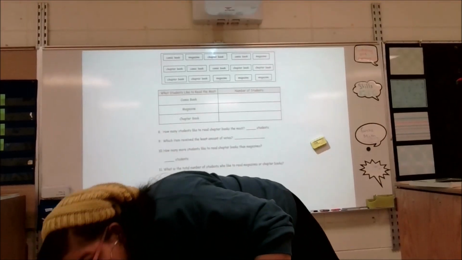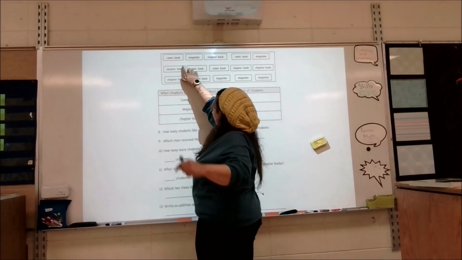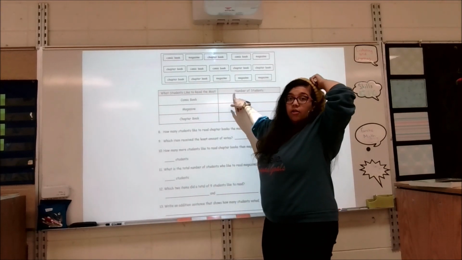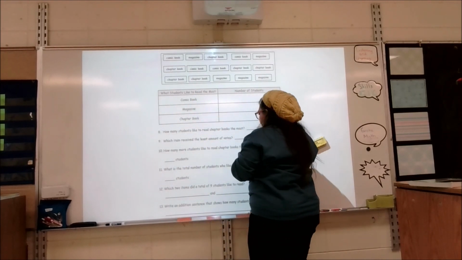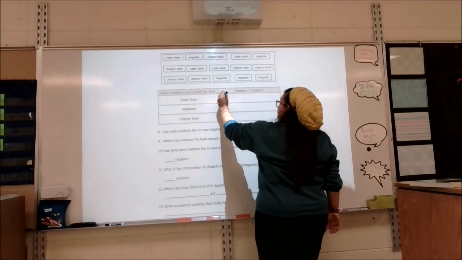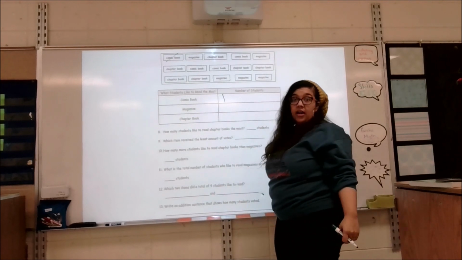So this is what we do when the information is not organized. We go across the row, and for each one, we write a tally mark for the votes. The first one reads comic book. So we're going to give comic book 1 vote. And then I'm going to mark it off here so I don't write it again.